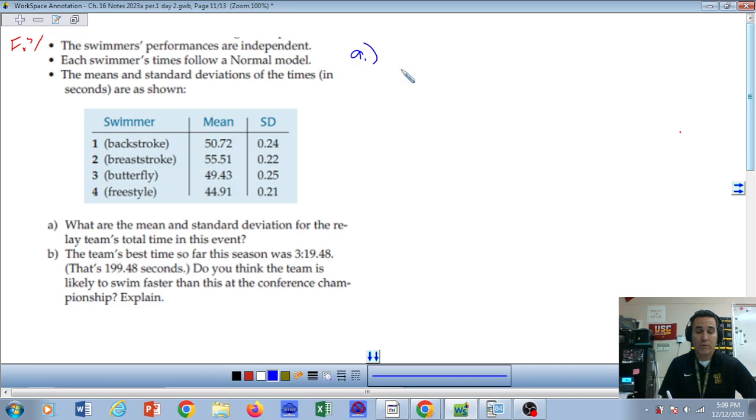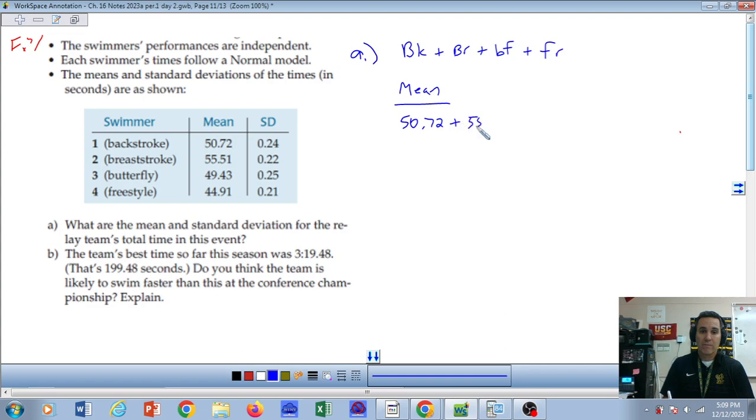Okay, the mean's pretty easy, right? You're going to swim backstroke, and then your next one's going to swim breaststroke, and the next one's going to swim butterfly, and the next one's going to swim freestyle. So that's all we're doing. So for the mean, you add up all of their times. You got your 50.72, you got your 55.51, you got your mean of that group, 49.43, and you get your mean of the freestyler. And you add those all up, and that should be their time. Plus 49.43 plus 44.91. And you end up getting 200.57 seconds. And this must be in seconds. So there's the middle.